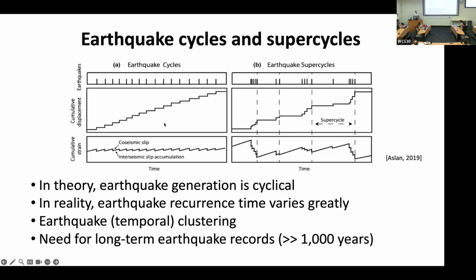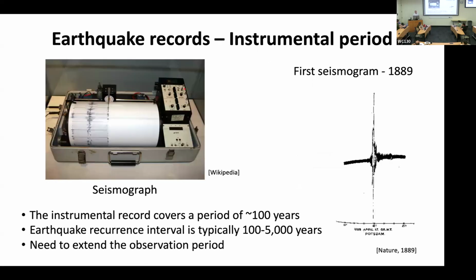In reality, we have a period with many earthquakes, and then quiescence, and then some earthquakes and more quiescence. Some people suggested this be called the earthquake supercycle. So if over here we need observations of a few hundred years, in this case we need several thousand years. So we need to get information on how to study long records of earthquakes.